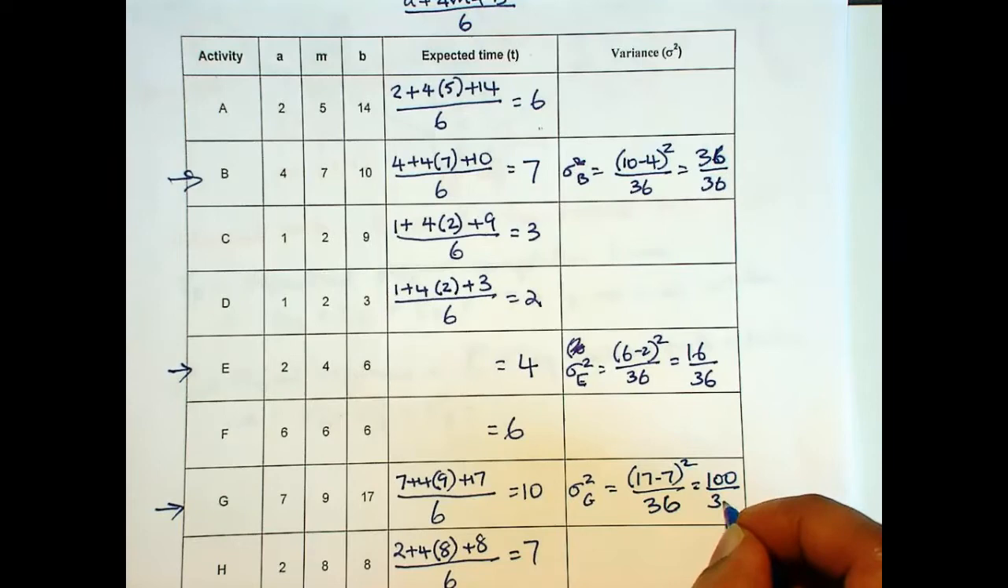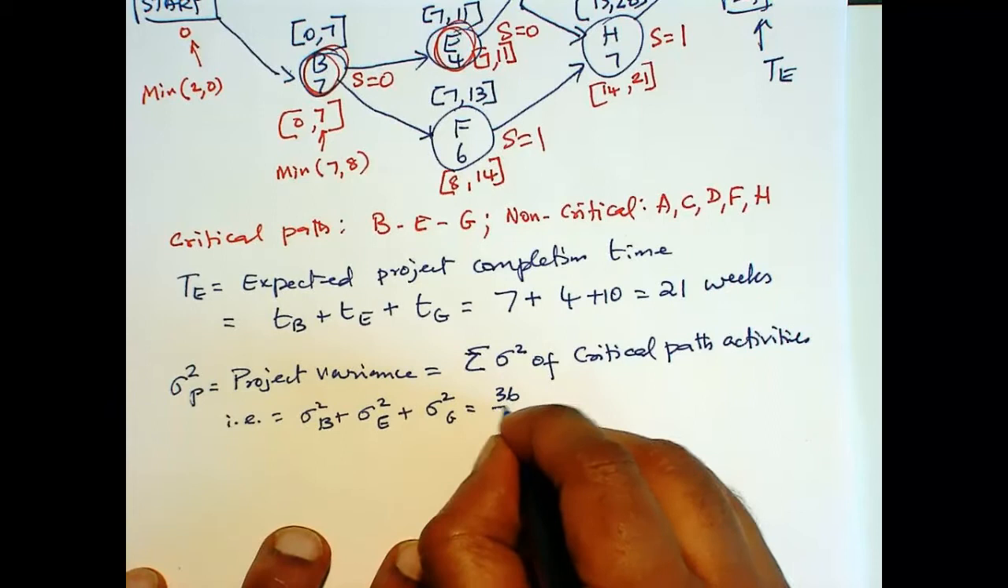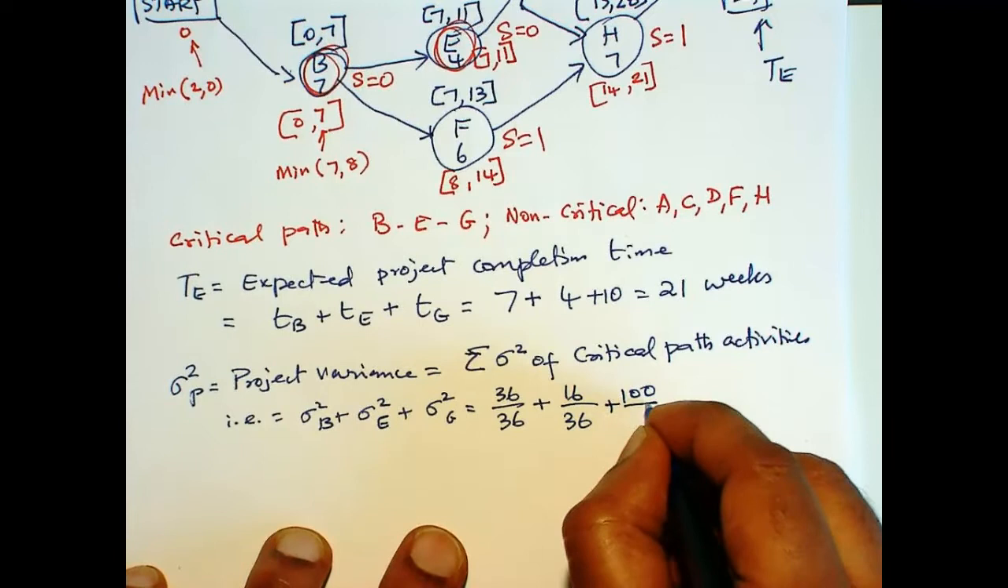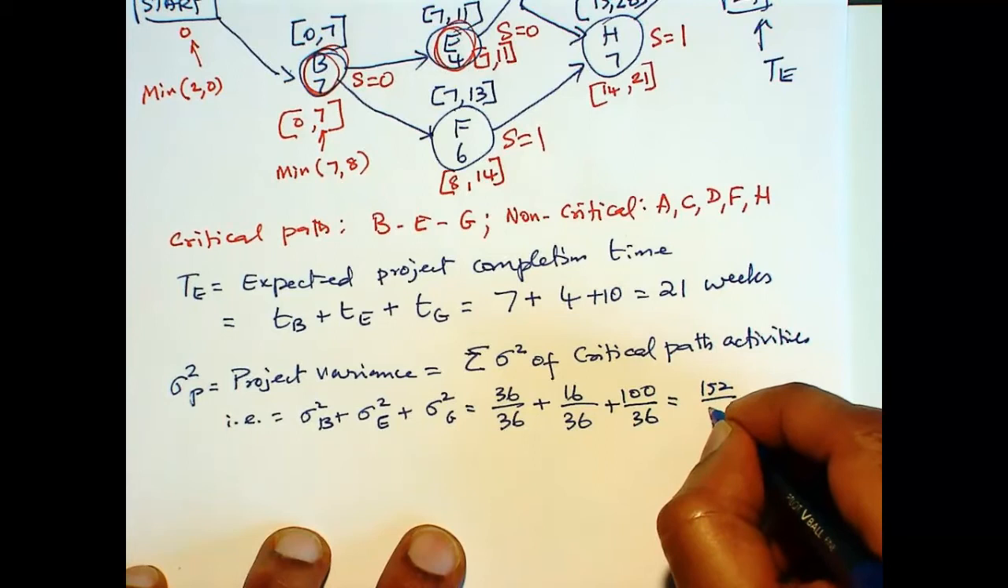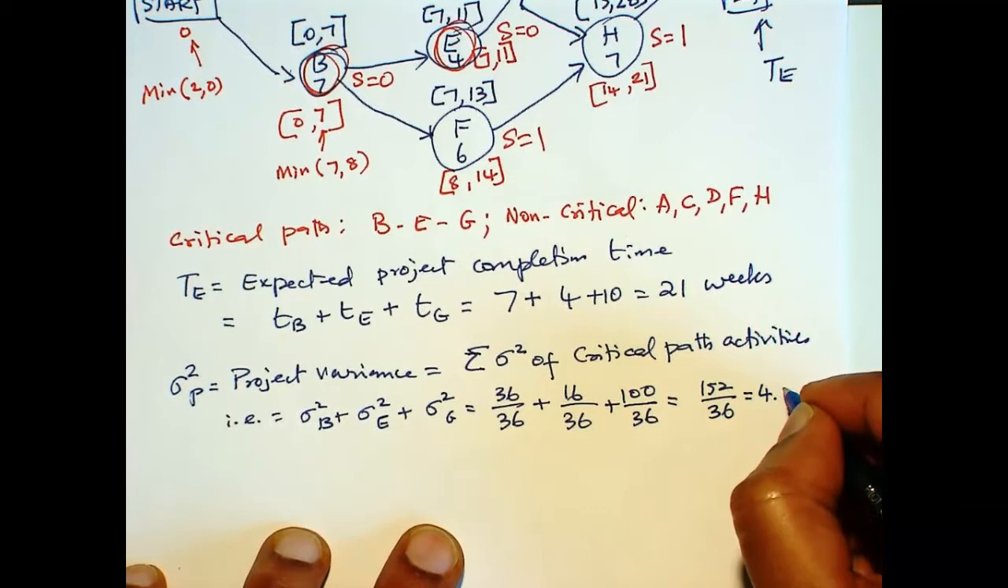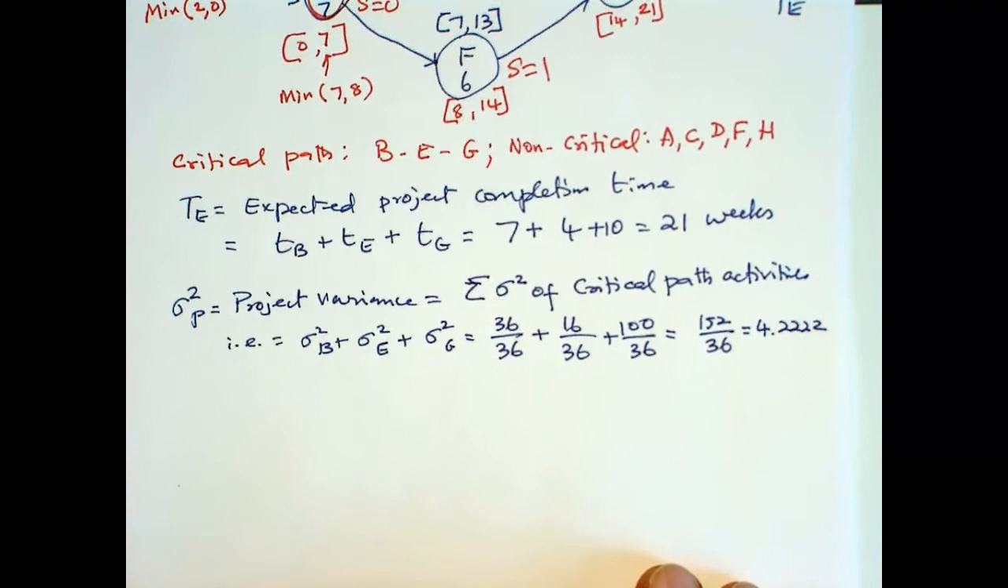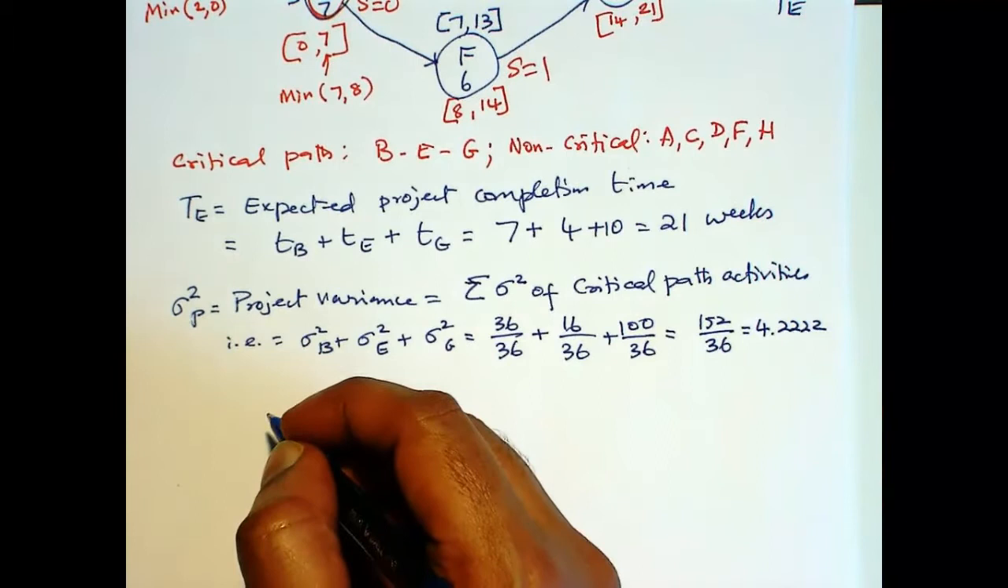So we take these three numbers and add them here. So that will be 36 over 36 plus 16 over 36 plus 100 over 36 will give us 152 over 36, and this is the only time we will divide the 36 into anything. So this makes the amount of computations a little bit less, and you round only one time, so it is more accurate as well.